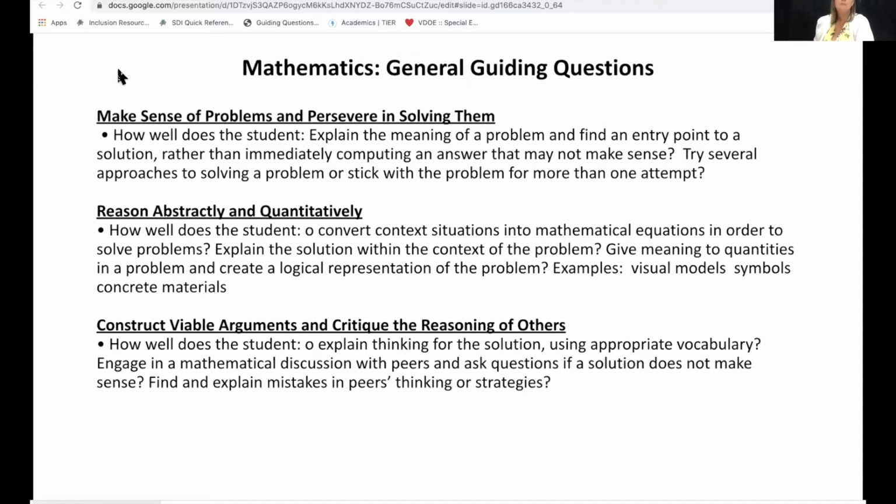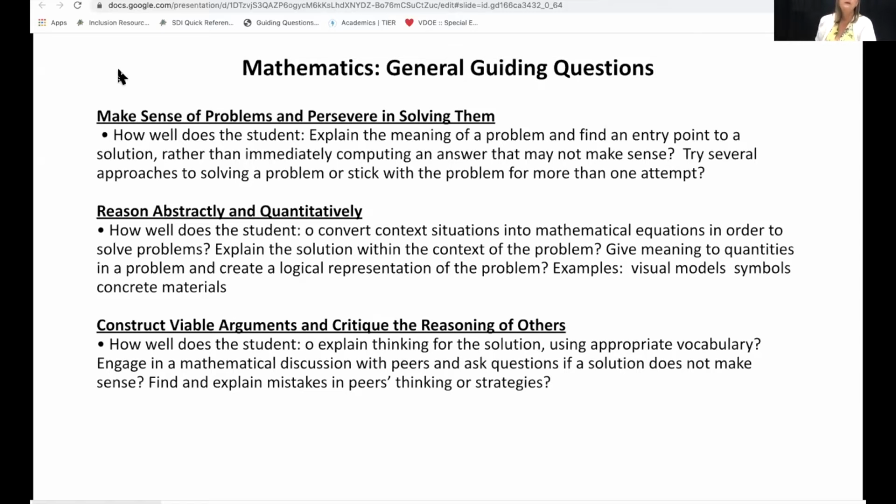The other thing is making sure that they can reason abstractly. But to be able to reason abstractly, many times we had to have visual models. We had to have symbols. Manipulatives are the concrete materials that they need to work through that. Again, this is the CSA model.